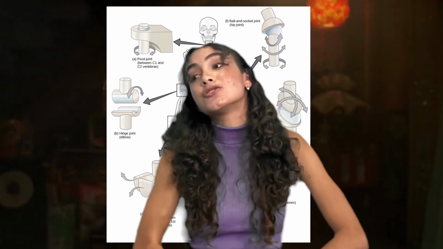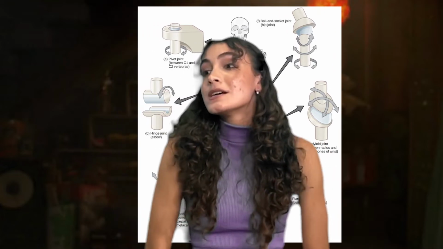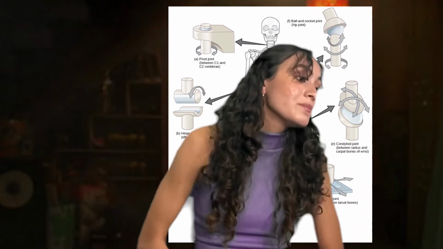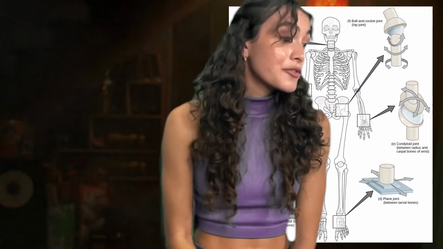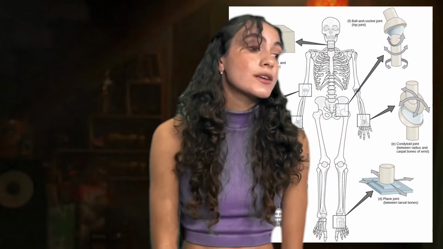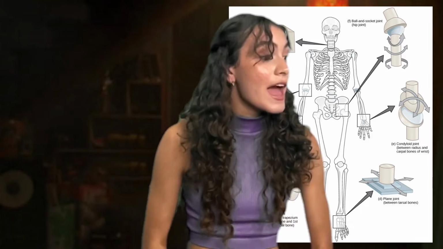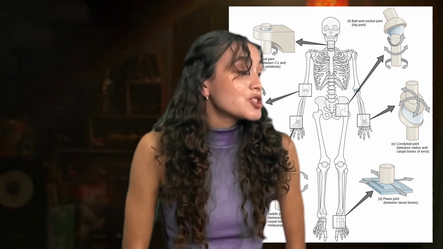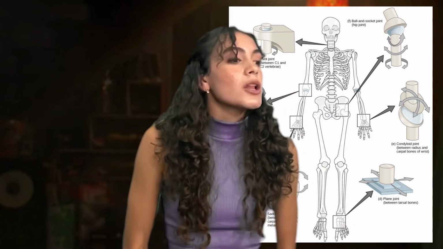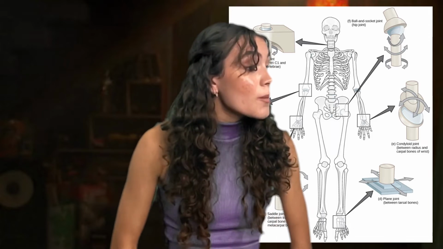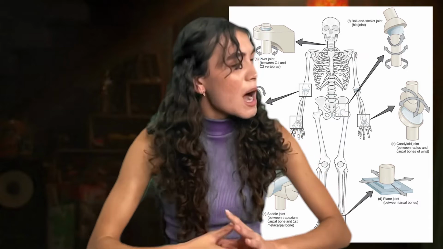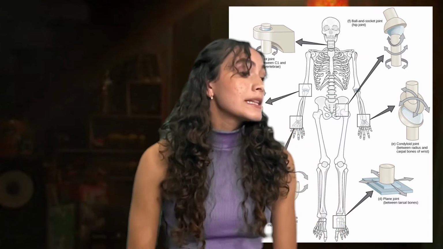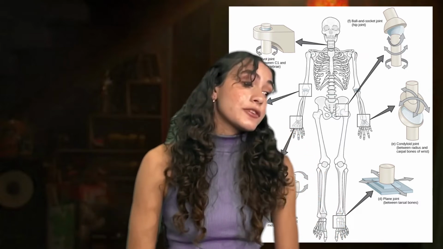Saddle joints resemble condyloid joints, but they also allow greater freedom of movement. Each articular surface has both concave and convex areas, so it's shaped like a saddle. In ball and socket joints, the spherical or hemispherical head of the bone articulates with the cup-like socket of another. These joints are multi-axial and freely moving.